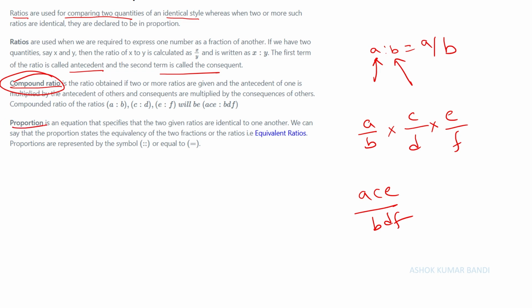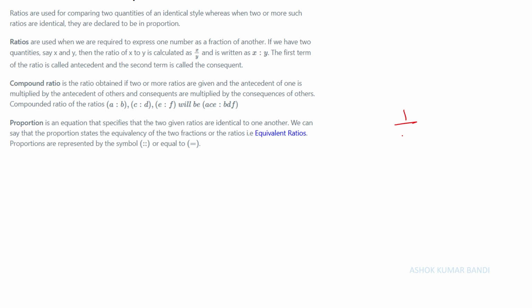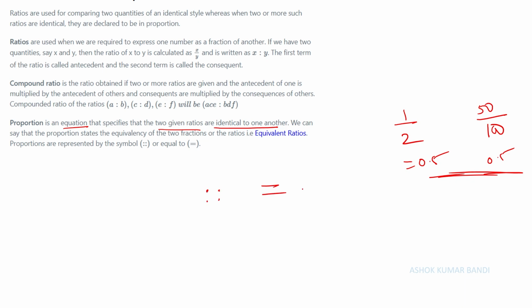Next, proportions. If one ratio is equal to some other ratio, we are going to say both of them are in proportion. For example, 1 is to 2, or you can say 1 by 2, is the same as 50 by 100. Both of them are going to give you the answer 0.5. So if two ratios are identical to each other, we say those ratios are in proportion. We represent proportion with two ratio symbols or you can simply use the equal to sign.